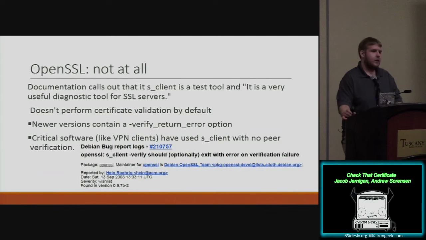So OpenSSL s_client, this was an interesting one that we kind of tossed around whether to include or not, but s_client very specifically mentions that it's a test tool. But we found a couple of pieces of critical software, specifically a VPN client, that actually use it to connect to the VPN server without validating the peer. So obviously newer versions of s_client do include an option to validate your peer, but these particular pieces of software we found did not use that.